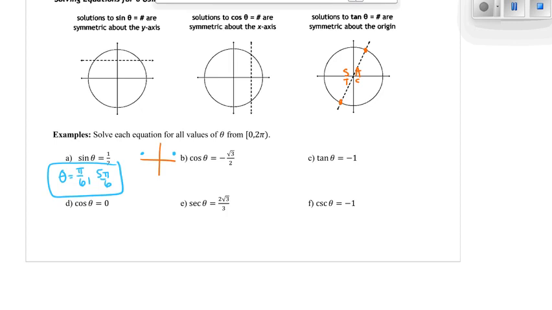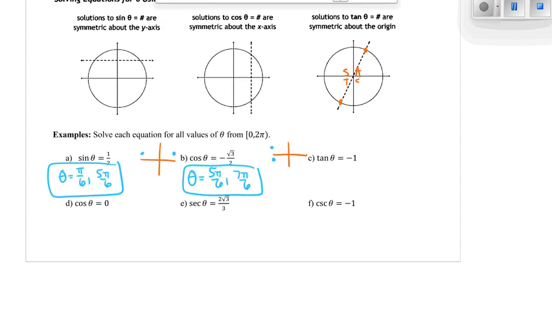Then for the next one, we have the cosine is equal to negative root 3 over 2. So where's cosine negative? Quadrants 2 and quadrant 3. So negative root 3 over 2 would be here and here on our unit circle. So theta is equal to 5 pi over 6 and 7 pi over 6 from our unit circle.